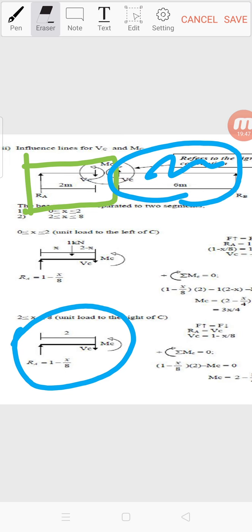Okay, let's see the first condition, where it is assumed that 1 unit load, or 1 kilonewton, is acting on the span from A to C. First we have RA, which is equal to 1 minus x over 8, and then we have VC acting downward at C and MC acting counterclockwise at C.